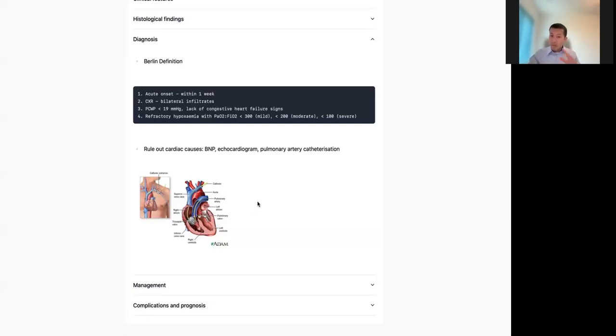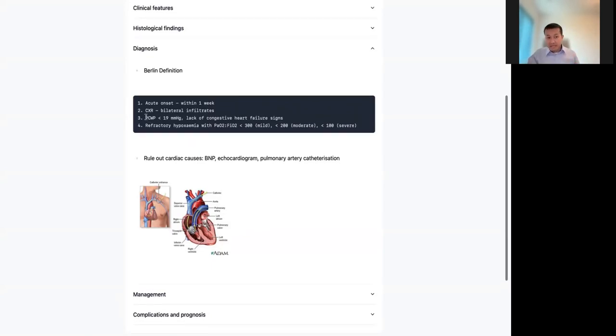So that's why we only do Swan-Ganz catheter in very, very sick patients, but Swan-Ganz catheter is a must if you're struggling with, let's say, the hemodynamic system of a patient. So coming back here, you know everything about the wedge pressure and the lack of congestive heart failure signs, because it's very important to rule that out to say this is ARDS.